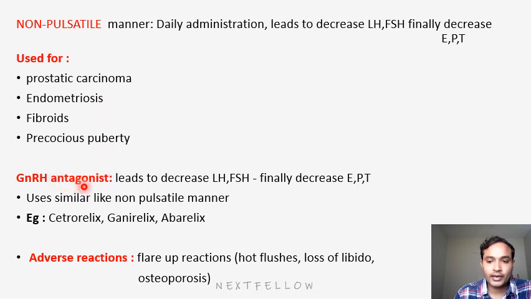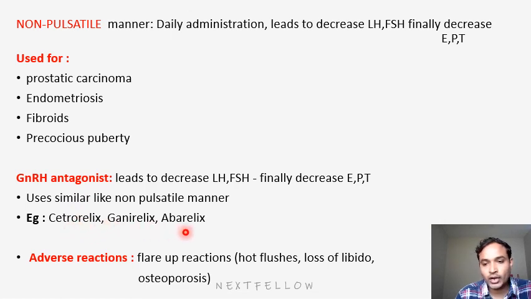Next is gonadotropin releasing hormone antagonists. They also decrease follicle stimulating hormone and luteinizing hormone, thereby decreasing production of the three hormones: estrogen, progesterone, and testosterone. They have a similar mechanism to the non-pulsatile manner, so they have similar uses, because both inhibit luteinizing and follicle stimulating hormone, finally decreasing the three major hormones. Important examples are cetrorelix and abarelix.